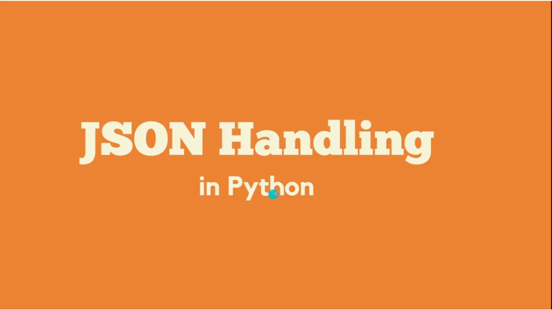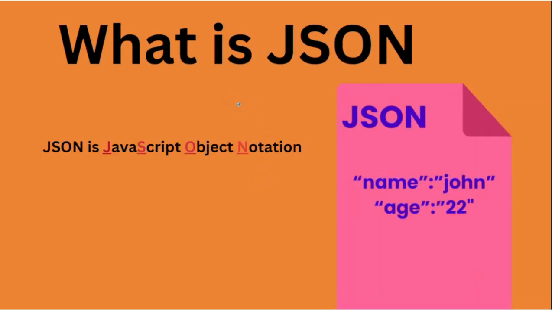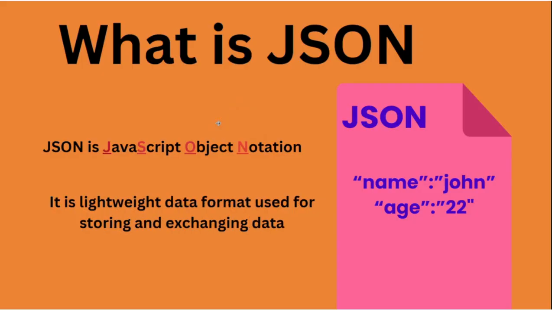Hello, in today's video, we are going to see how Python handles JSON, in the simplest way. Before understanding that, let's understand what JSON is. JSON is JavaScript Object Notation. It is a lightweight data format used for storing and exchanging data. Python has a built-in JSON module which we can use to perform the operations.